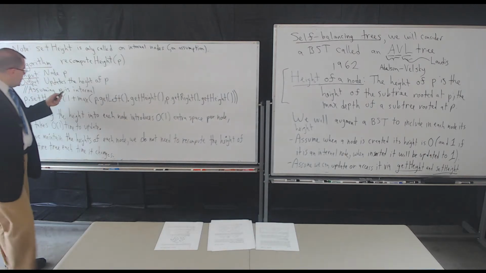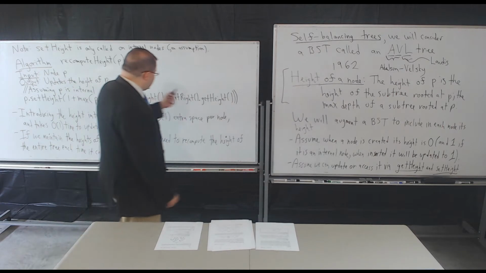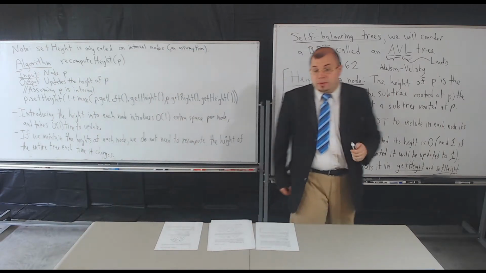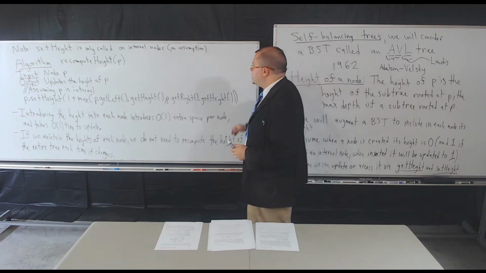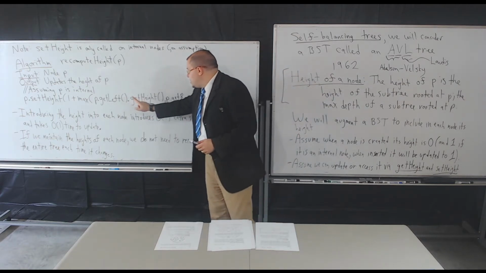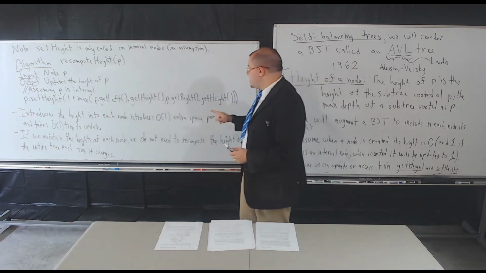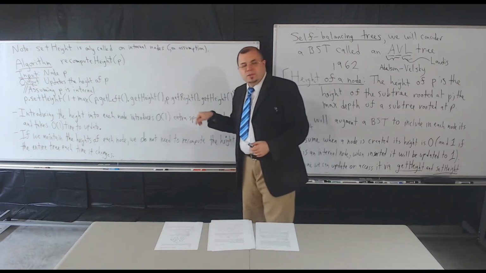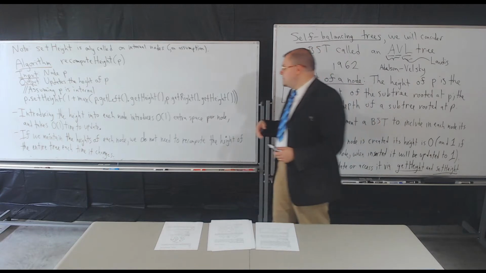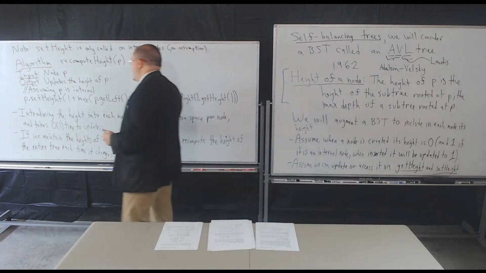So I have 1 plus the maximum. Remember, this is our definition of what the height of a tree is. So this would be the tree rooted at P. So I just get the left child and I ask what its height is. Then I get the right child and I get its height and I compare those, pick the larger of the two, and then I add 1 to it, okay? So that's all this is. It's really simple. How long does this take?